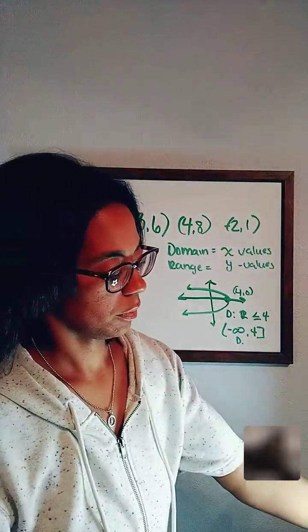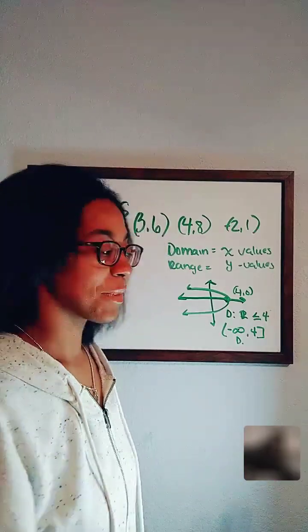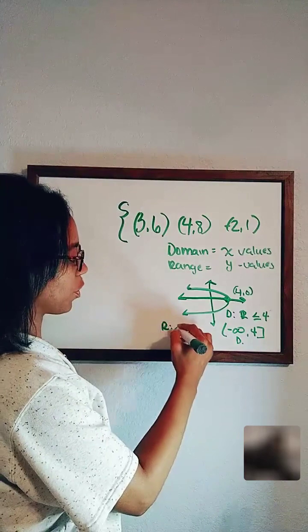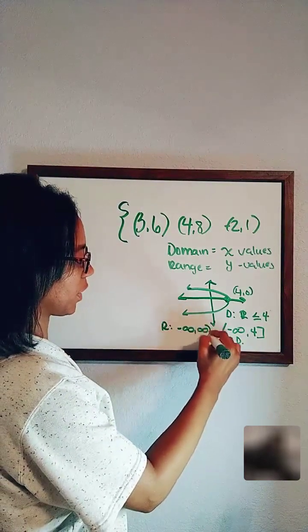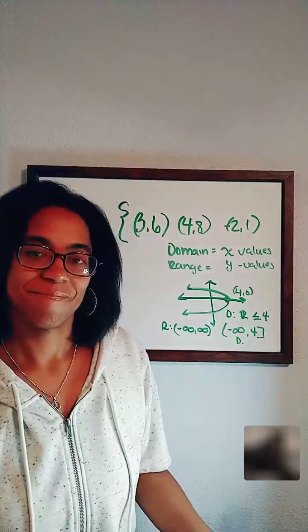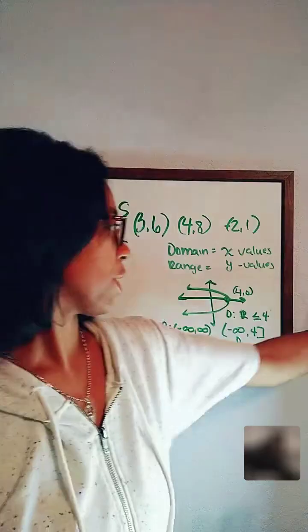And would the range still be negative infinity to positive infinity? Yes, because it's going to be an opening going up and down that way. So your range would be negative infinity to positive infinity, or just all real numbers. Very good. Thank you so much. You're welcome. And like I said, if it's flipped that way, then it would be greater than.